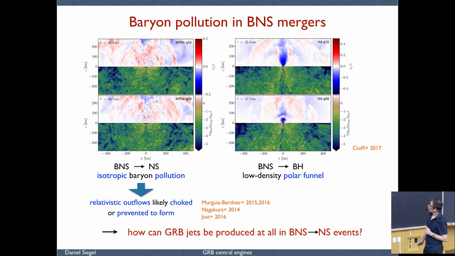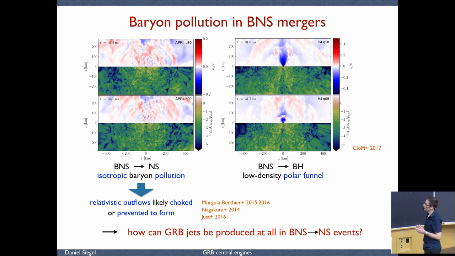In the other case, where you promptly collapse to a black hole, you can see a funnel region clearing up above the black hole. That is because material with low angular momentum just falls onto the black hole. There's no pressure support from the interior, no neutron star, and no winds coming from the center. The material falls onto the black hole and clears up that funnel. In this case, you could hope that magnetic fields would dominate at some point and launch a Blandford-Znajek mechanism. But where you form long-lived neutron stars, it's fairly challenging to achieve these conditions.